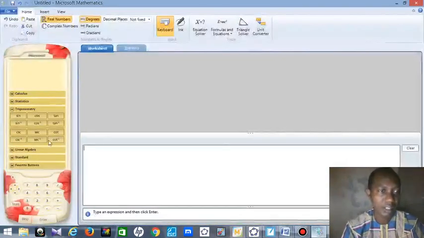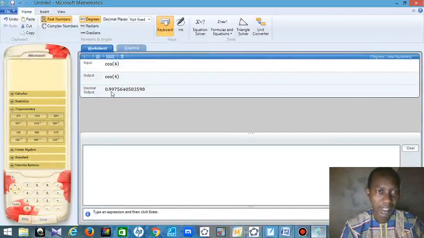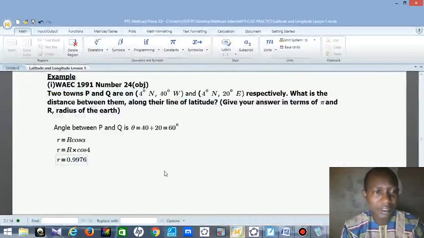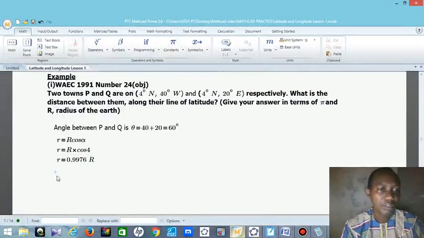Let me check here. So cos 4 degrees is equal to what now? Okay, it's giving us 0.997. Let me take it to 4 decimal places: 0.9976. So it will be 0.9976 capital R. So this is our radius of latitude. Now that the radius of latitude is known, and the angle between P and Q is known, the next thing I need to do is find the distance between P and Q.